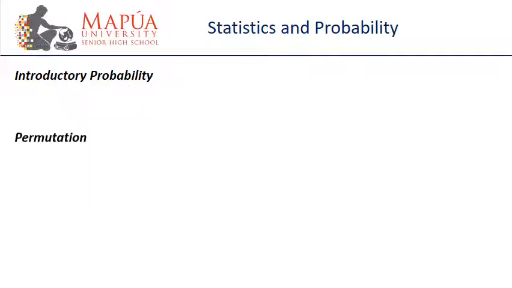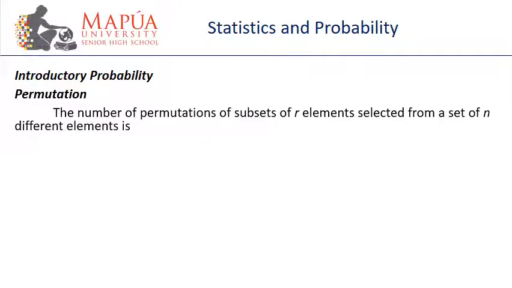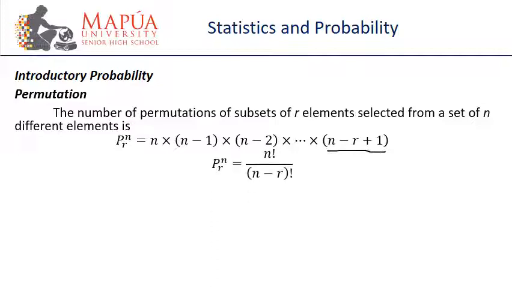Now let's discuss permutation. The number of permutations of subsets of r elements selected from a set of n different elements is nPr, equal to n times n minus 1 times n minus 2 until n minus r plus 1. Therefore, the general formula for permutation represented by nPr is equal to n factorial over n minus r factorial. Note that these three notations are equal to each other.